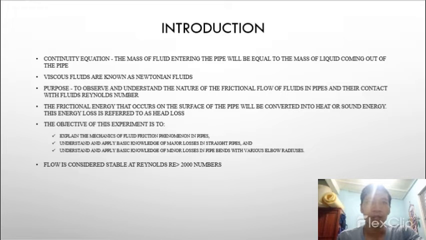For the introduction, the flow of fluid in the pipe follows certain governing equations. Among them is the continuity equation, which states that the mass of fluid entering the pipe will be equal to the mass of liquid coming out of the pipe. It also follows the energy equation as well as others.